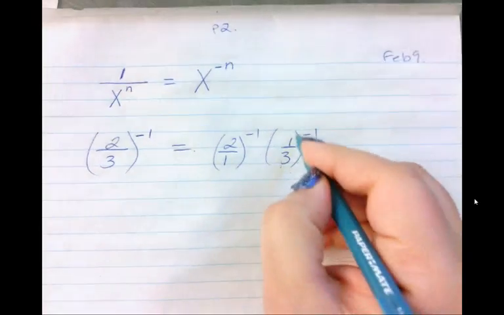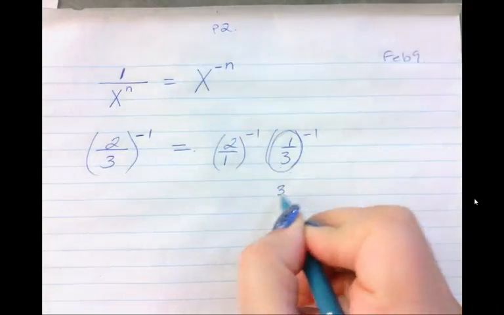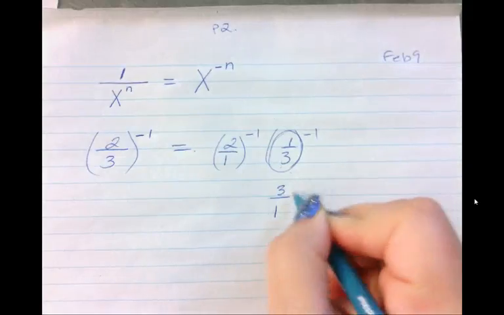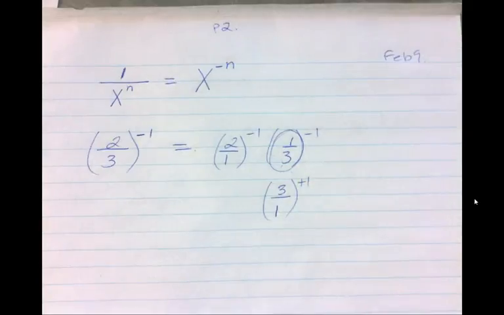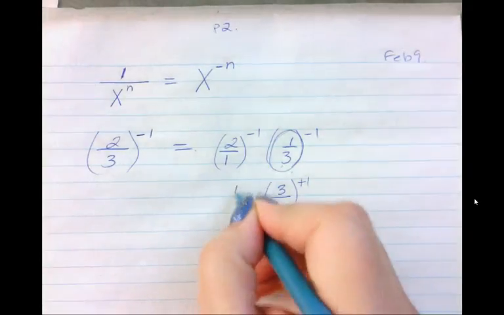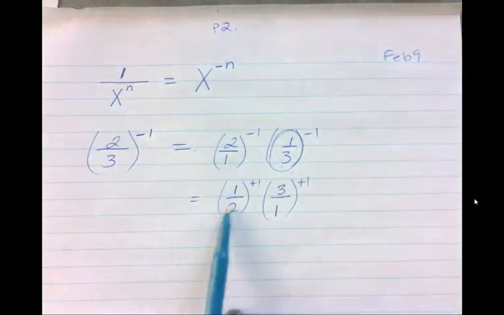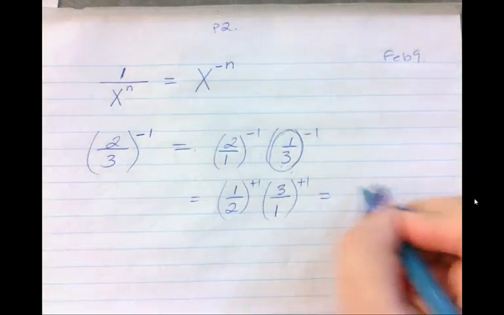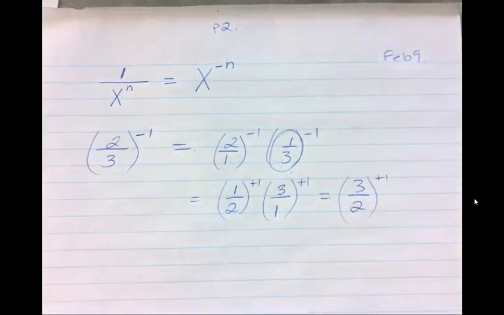So what gets changed? It's this guy that gets changed, right? So that becomes 3 over 1. And now my exponent becomes positive. When I flip the fraction, my exponent becomes positive. So what's going to happen to the 2 now? It's going to flip, and then that exponent is going to be positive 1. Now we can just combine these two, right? So I've got 3 over 2 to the positive 1 exponent.